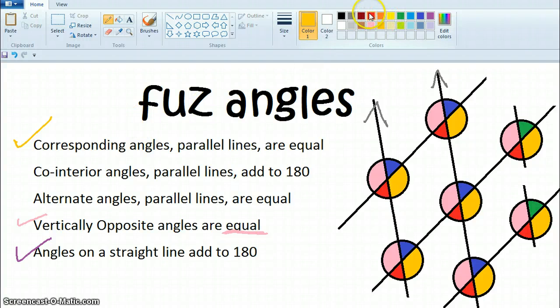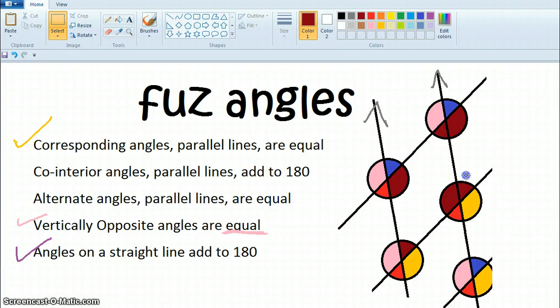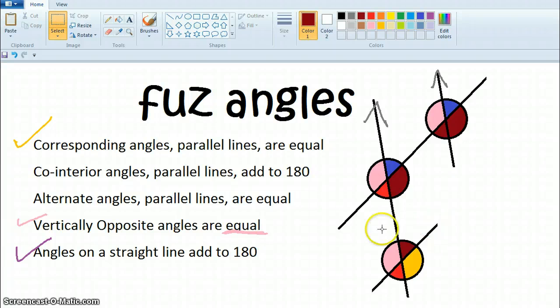Co-interior. Let's have a look for co-interior. So this one and this one are co-interior. This one and this one are co-interior. This one and this one are co-interior. This one and this one are co-interior. So I think what I'll do here is go back to getting only one set of parallel lines, not the whole lot, because that can be a bit confusing.